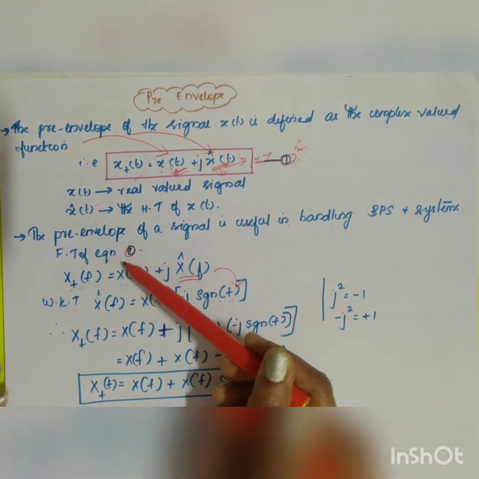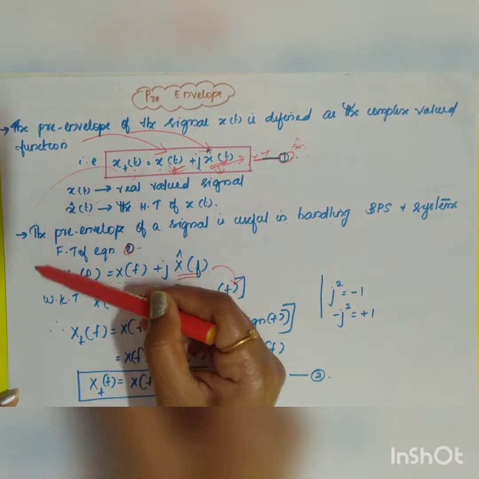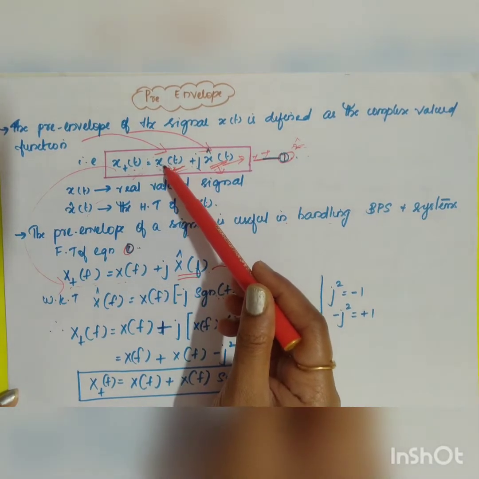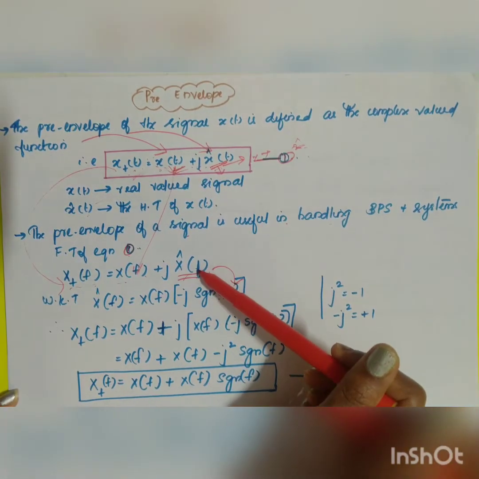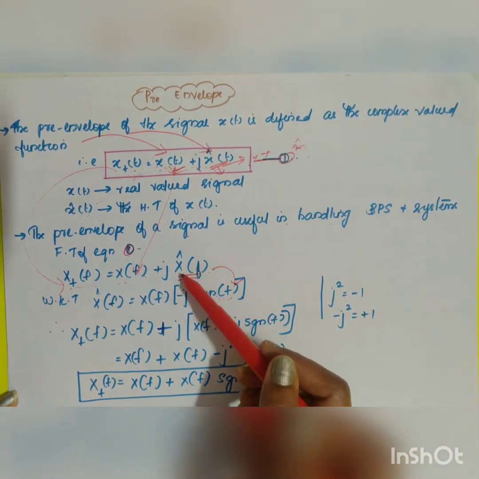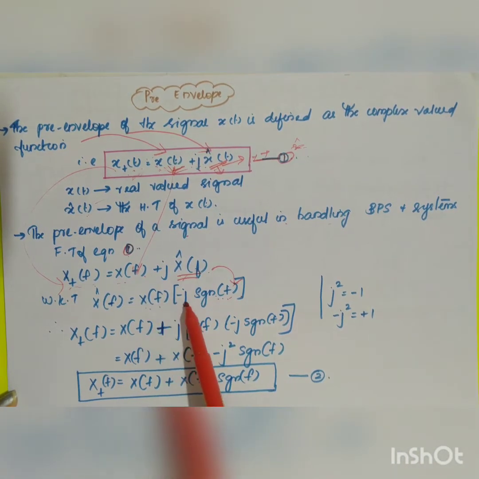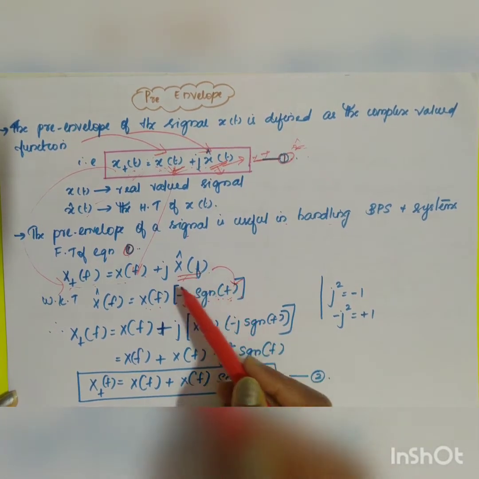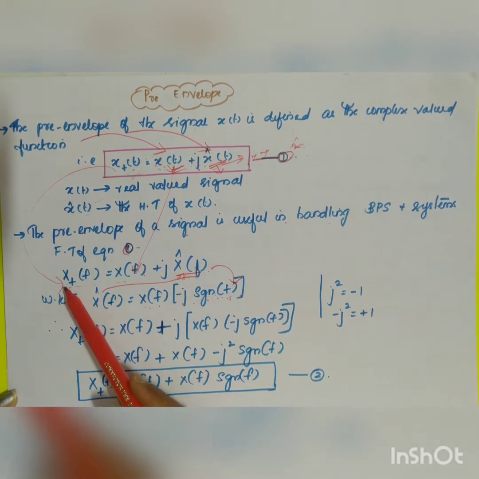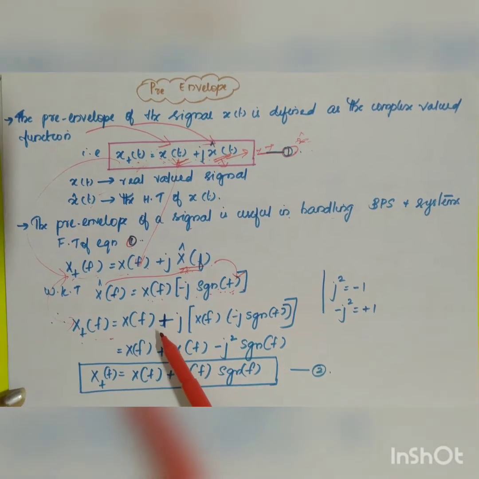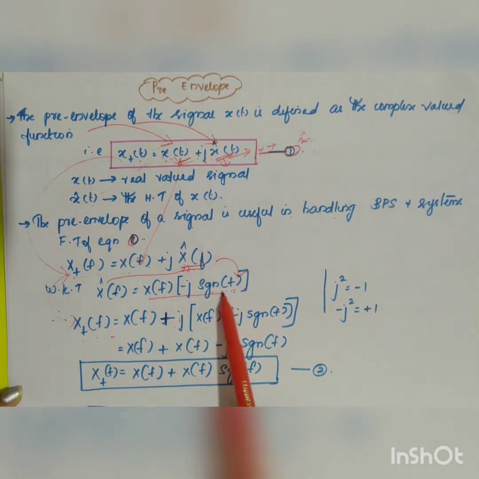So if we take the Fourier transform of equation 1, what will you get? X plus of t will be converted into capital X plus of f, equal to capital X of f plus j into capital X cap of f. Already in the previous video we have seen what X cap of f is: X cap of f is equal to X of f into minus j signum of f. You have to just substitute this X cap of f in the previous equation. So what will you get? X plus of f is equal to x of f plus j into, instead of x cap of f, you are going to substitute this value.